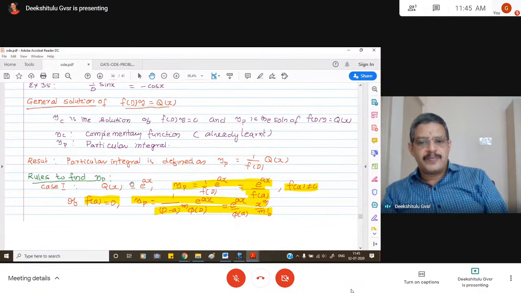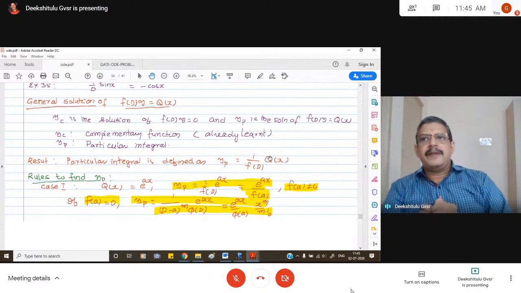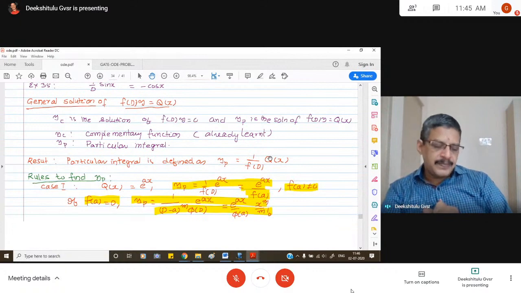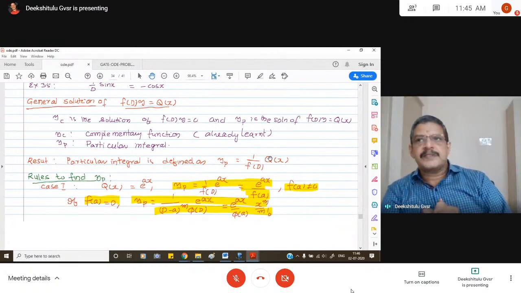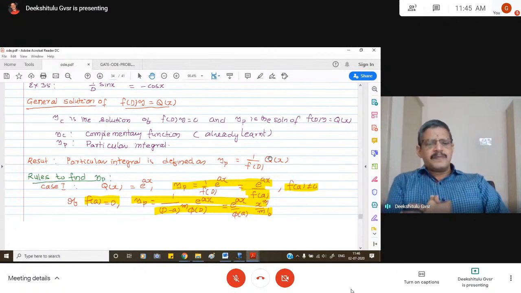Then the rules to find yp. See, yp clearly depends on 1 by f of D operated on Q of x. 1 by f of D is given in the problem; there is nothing in our hands. Q of x is any function of x. So finding the particular integral clearly depends on Q of x. There is an exponential function, a trigonometric function, a polynomial function or some other function; it depends completely on Q of x. So let us start with Q of x equal to e power ax.